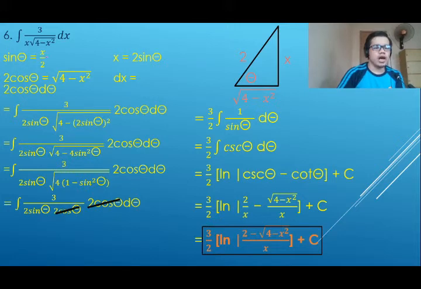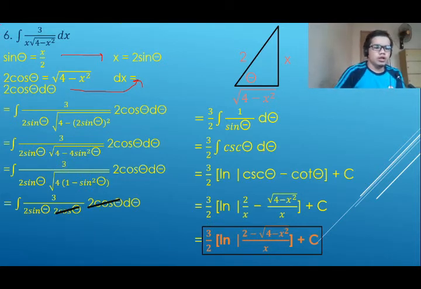So sine theta equals x over 2, u over a, where x is u and a is 2. Because this is a squared, 4 is a squared, to get its square root, it's 2. And 2 cosine theta will be equal to the square root of 4 minus x squared. Now x equals 2 sine theta here, and dx will be equal to 2 cosine theta d theta.